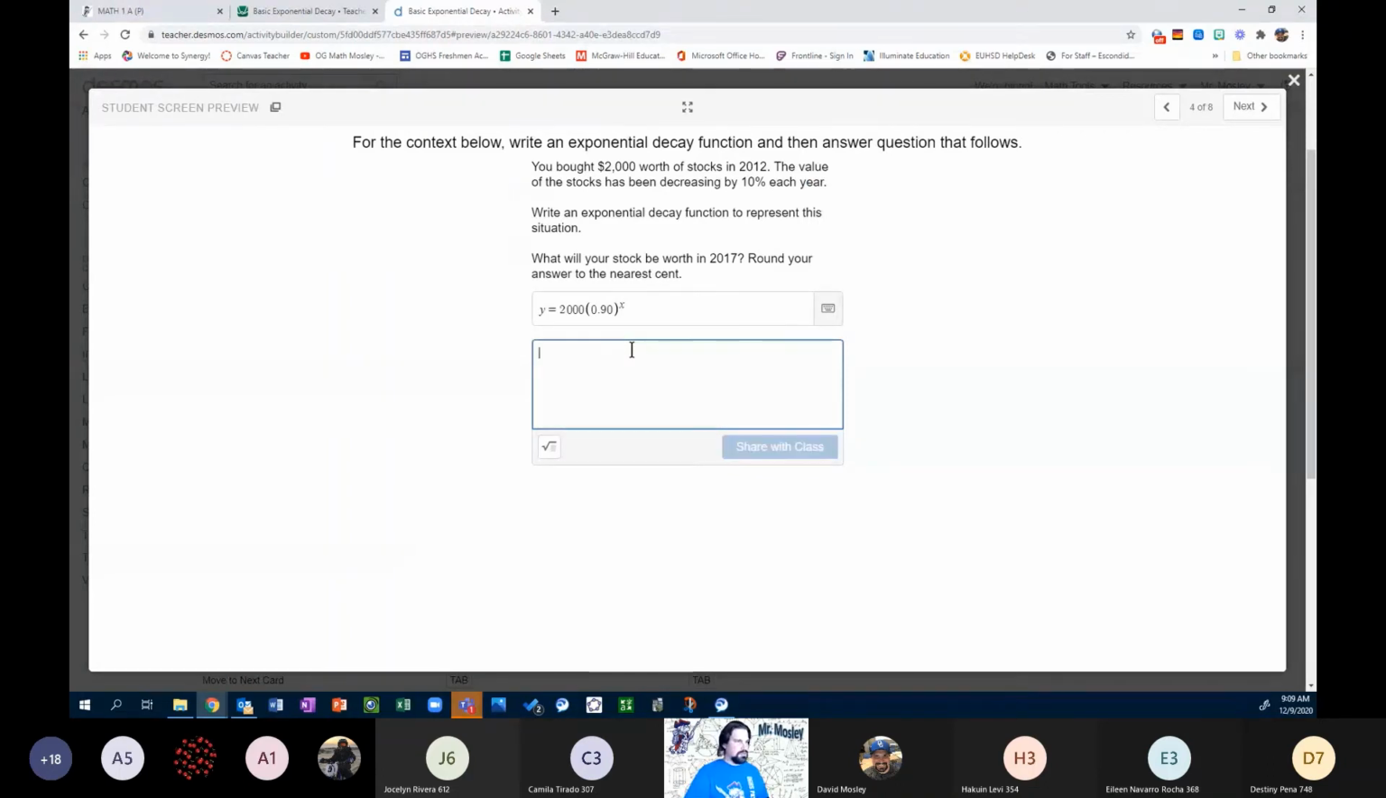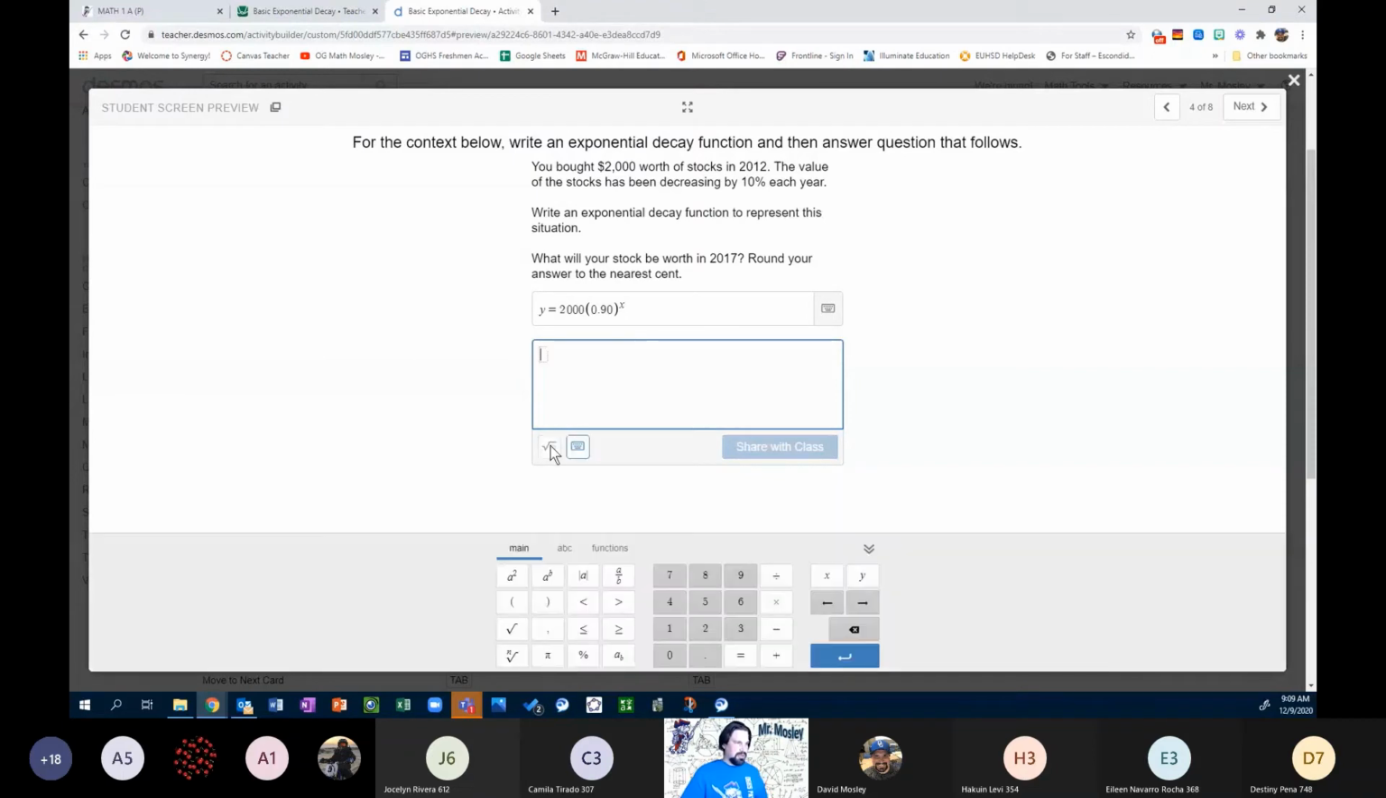Here, let's do this. If you click this little guy, it makes it look more mathy, right? Well, 2000 times 0.9 to the power of 5, right? And we'll get an answer here. So now we want this.